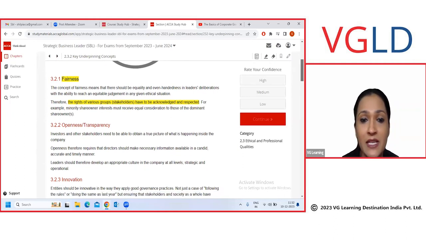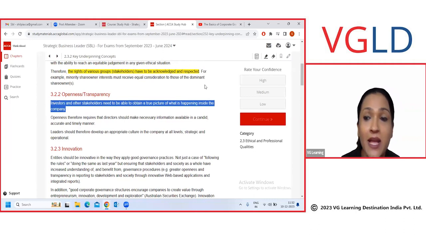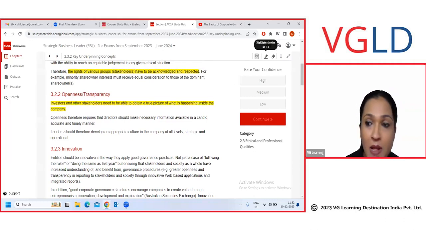Openness and transparency in terms of its operations, in terms of actually displaying the true picture of the organization, what is really the correct position of the organization. So you have to at all times be transparent, be open to all your stakeholders.